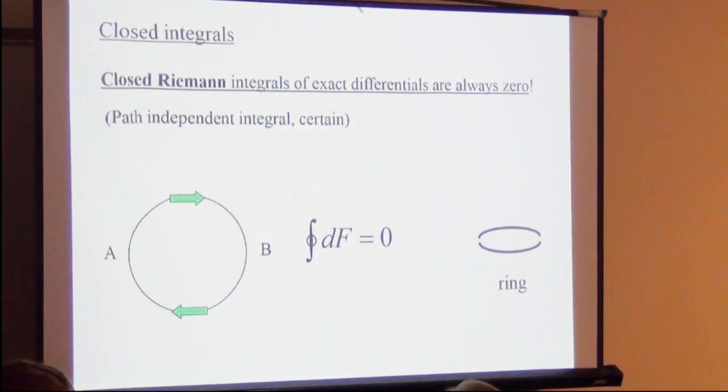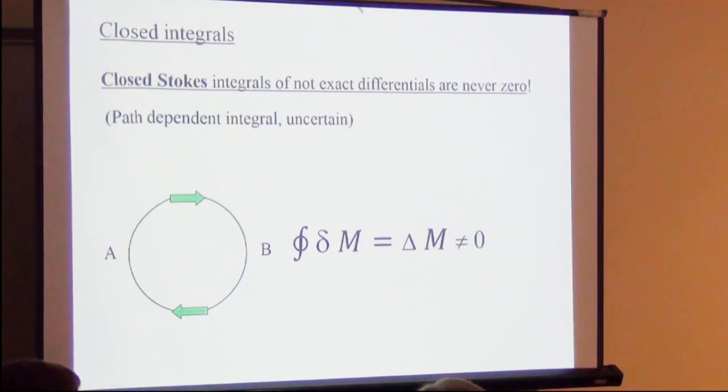Let me quickly talk about closed integrals. The closed Riemann integral is always 0. The path from A to B is equal to the path from B to A. It's path independent, so it's 0. It's like a ring. After the end, you are at the same place again. The closed Stokes integral of non-exact differential forms is never 0 because the path from A to B is not equal to the path from B to A. So it's something that is not equal to 0.